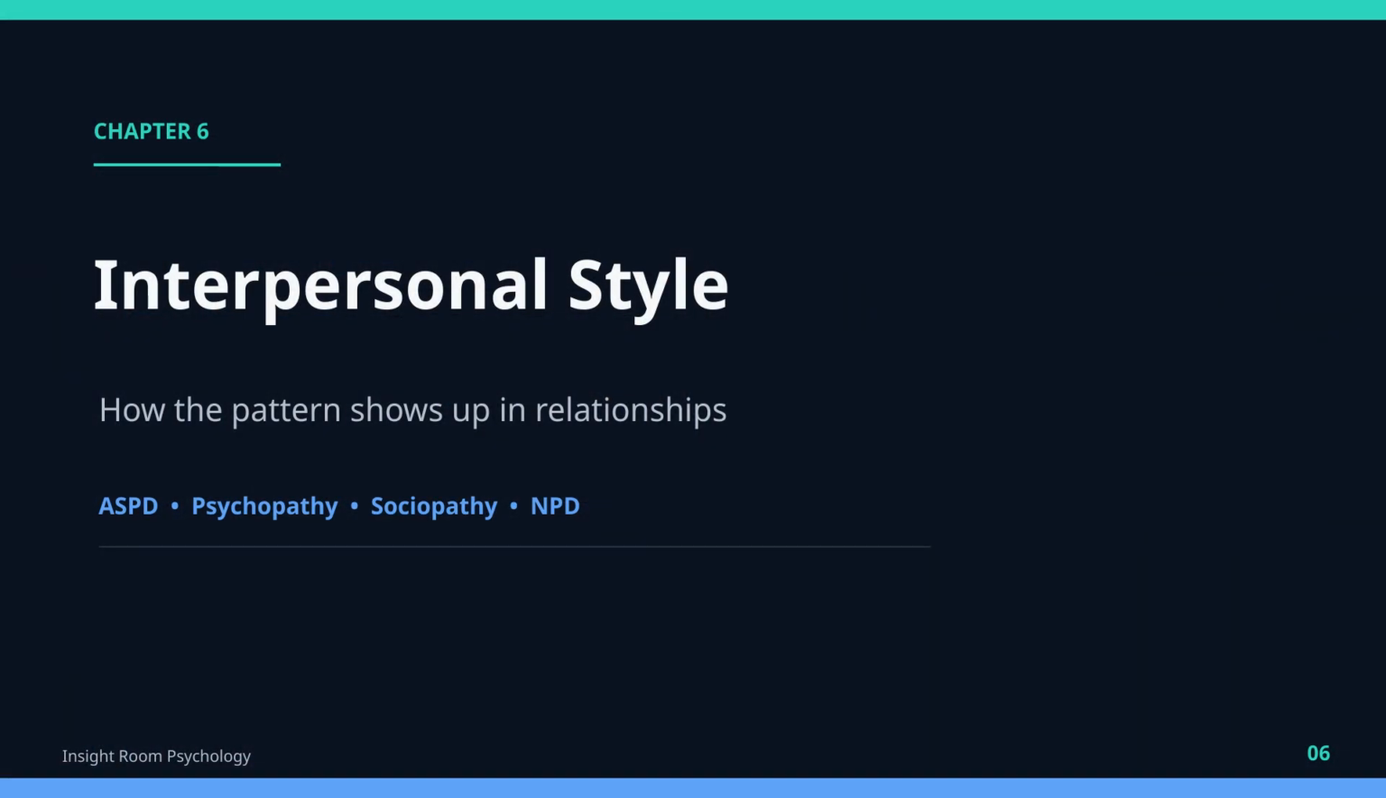Chapter 6, Interpersonal Style. Now, let's look at how these patterns show up interpersonally. With ASPD, the interpersonal style may be exploitive, unreliable, aggressive, deceitful, irresponsible, or coercive. For example, someone may borrow money repeatedly, lie about repayment, become hostile when confronted about it, and then disappear or blame the other person for trusting them.